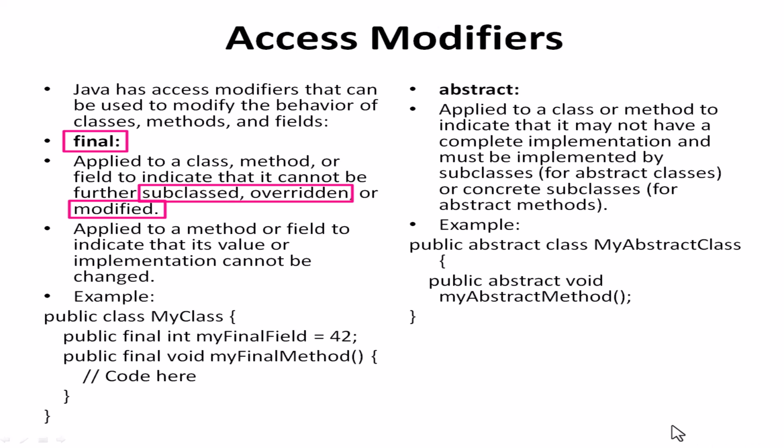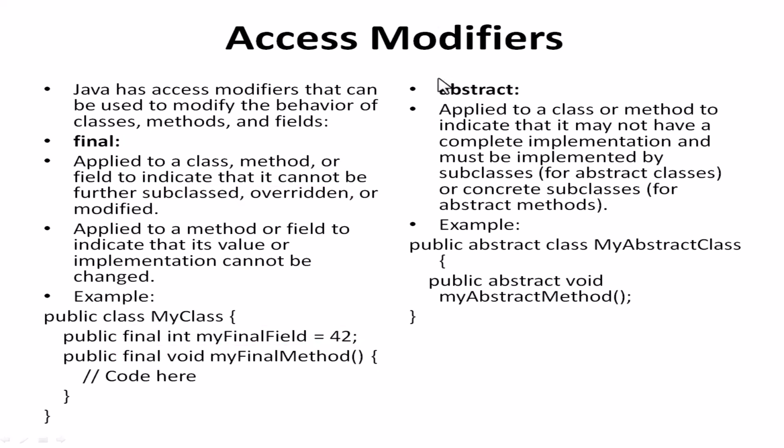For example, here if you declare integer myFinalField as 42, 42 is assigned as an integer. Basically before integer you have final. If you declare a particular variable as final and assign a value, which is 42, that remains constant. And if you declare a method, void myFinalMethod, with final before the method, that particular method cannot be changed.